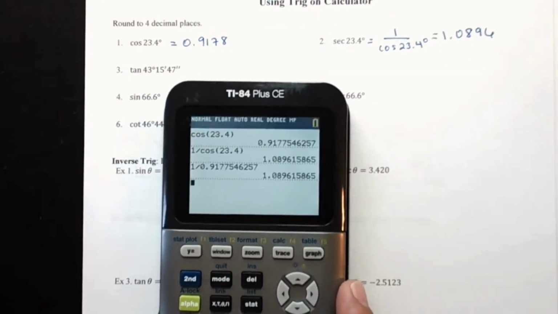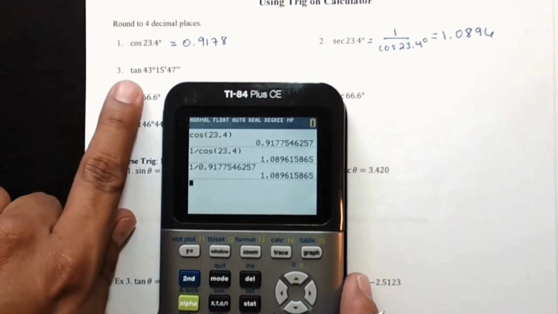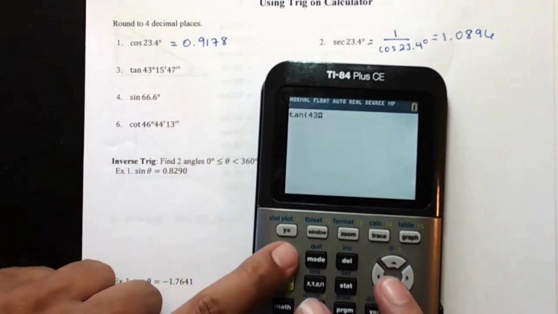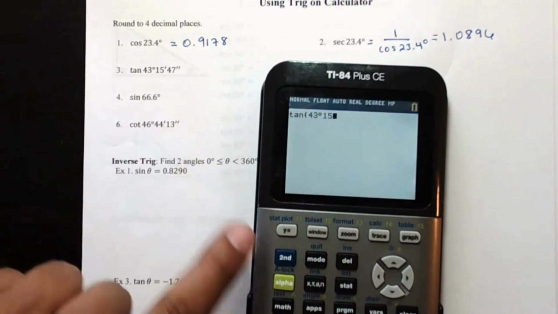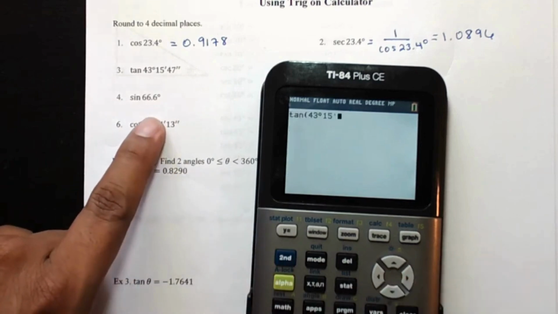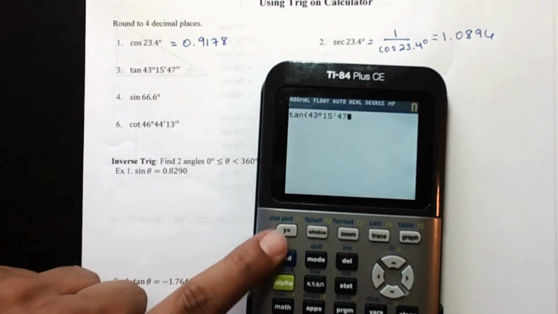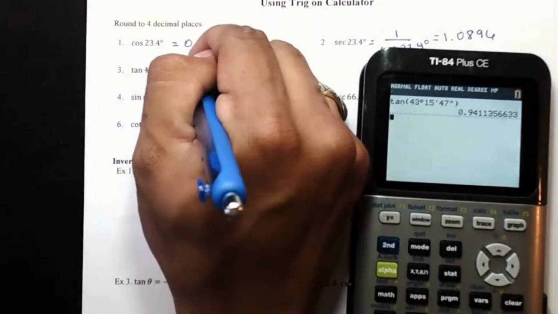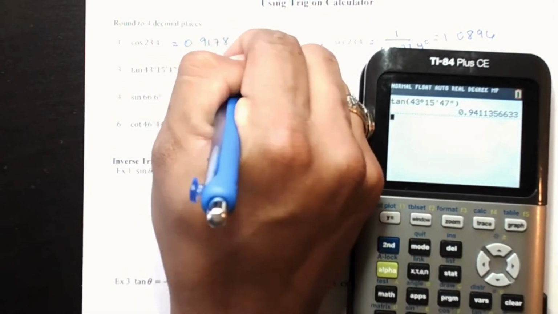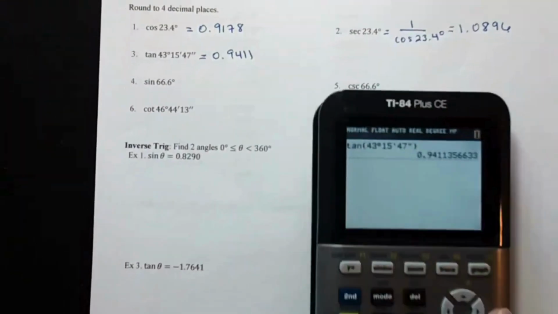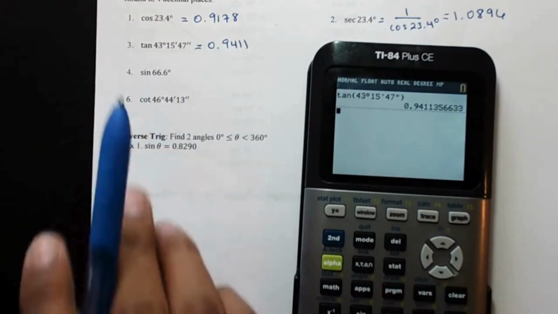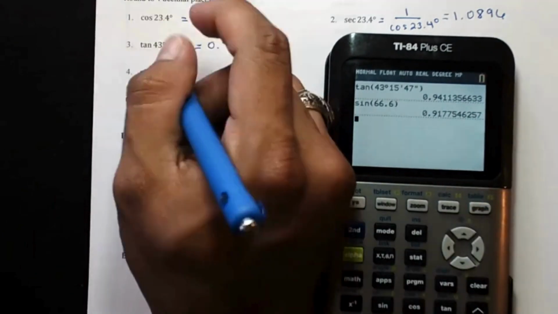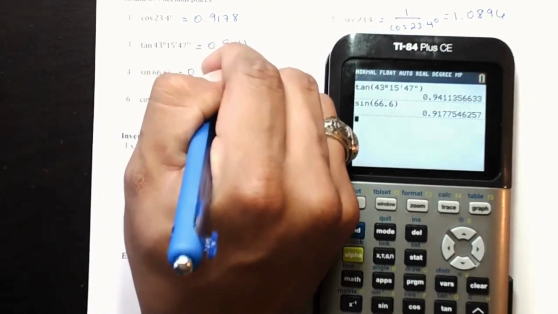What's nice is now that we know about degrees, minutes, seconds, we can actually type this into the calculator like that. So tangent of 43 degrees, 15 minutes, and 47 seconds, and there it goes. So 0.9411. What about sine of 66.6? So sine of 66.6, you get 0.9178.